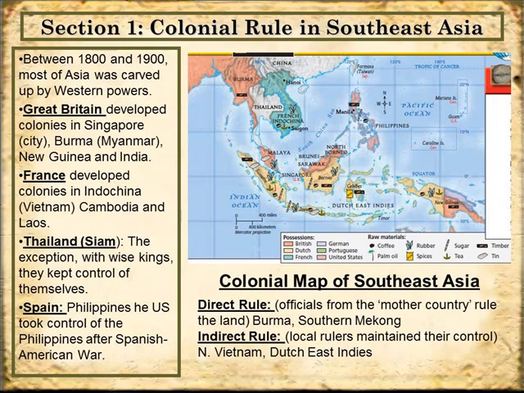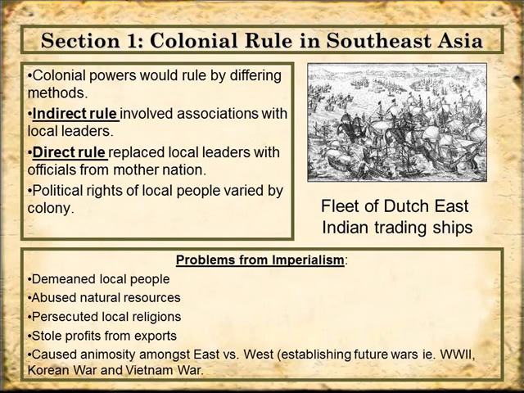If you can see the explanations of direct rule and indirect rule, the officials from the mother country controlled the land. So, for example, there was direct rule in Burma and southern Mekong, and then indirect rule, local leaders maintained their control in North Vietnam or the Dutch East Indies. So we have a little bit of a review here of indirect and direct rule. You can go ahead and see the picture over to the right showing the fleet of the Dutch East Indian trading ships.